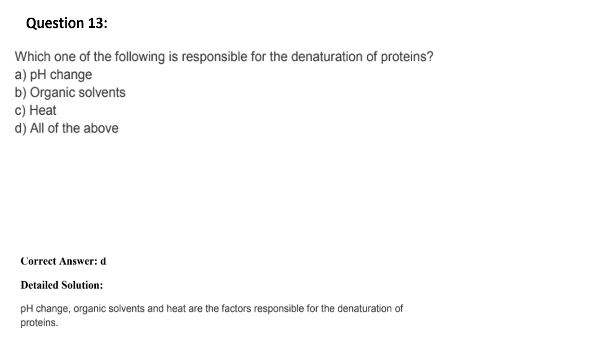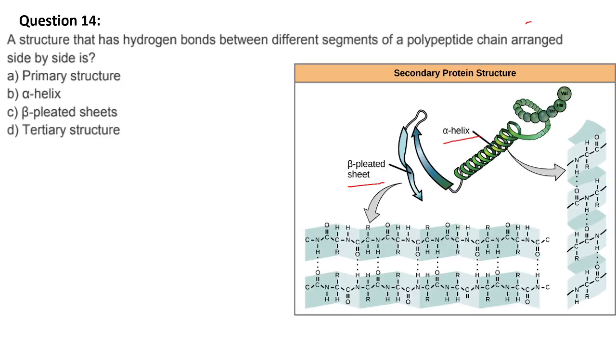A structure that has hydrogen bonds between different segments of polypeptide chain arranged side by side. Options: primary structure, alpha helix, beta pleated sheet, tertiary structure. What could be the answer? It is asking about hydrogen bonds between different segments of polypeptide chain arranged side by side.